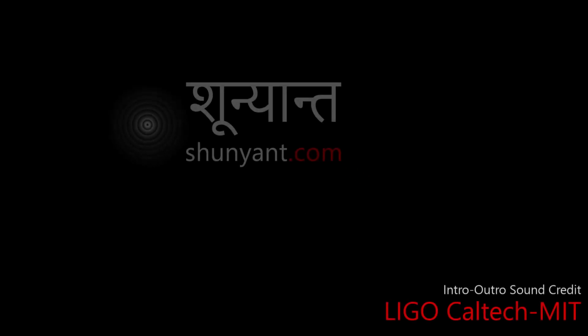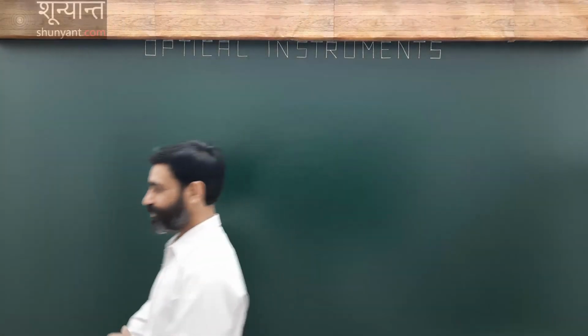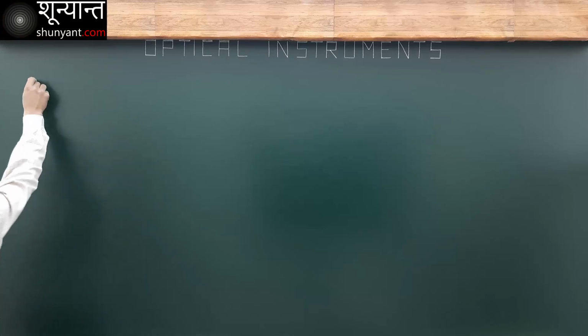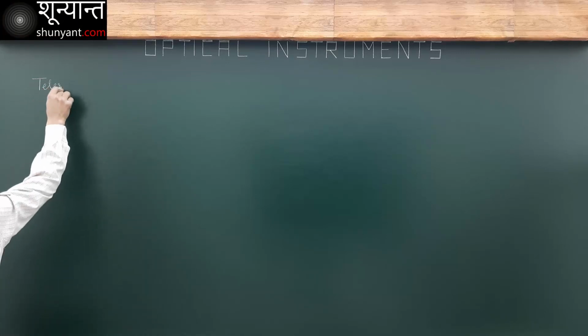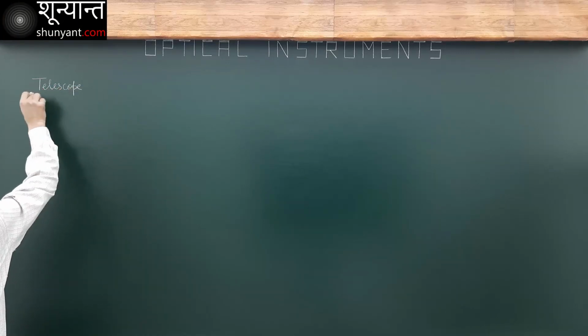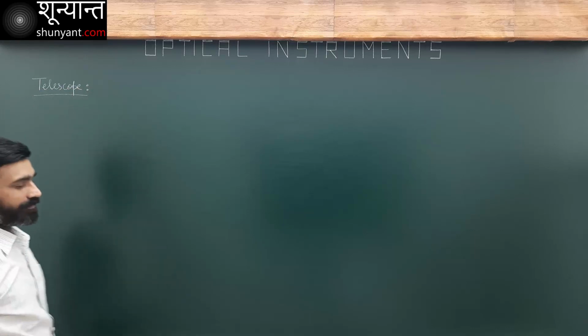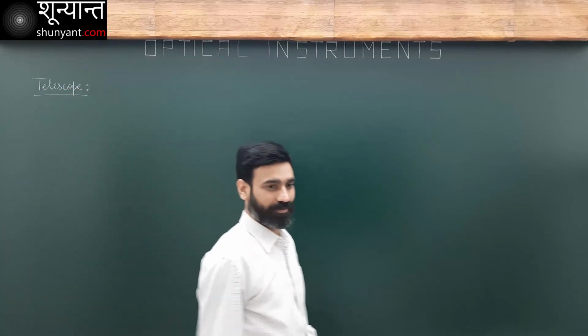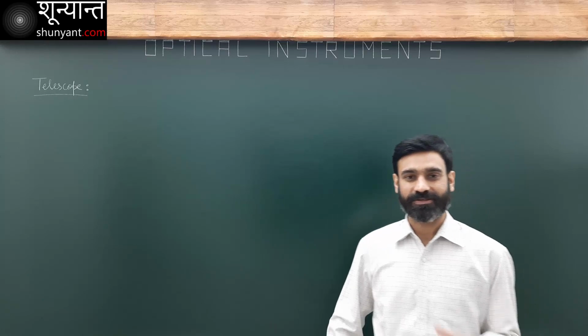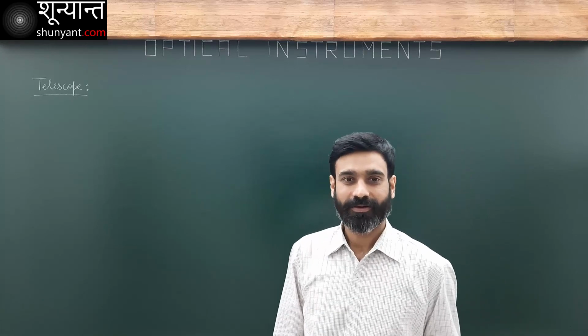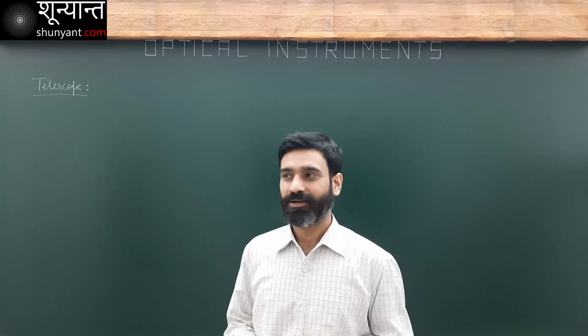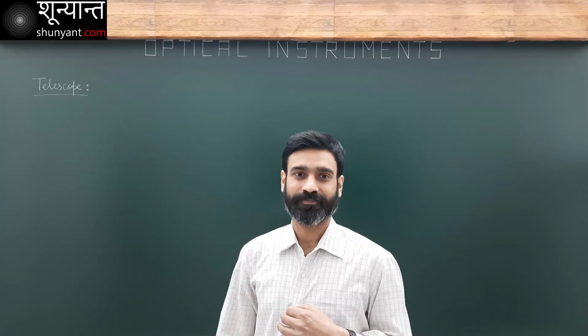In this class we are going to discuss telescopes. What are they used for? To see distant objects. I want to see stars, I want to see the moon, I want to see the peak of a mountain which is very far away.